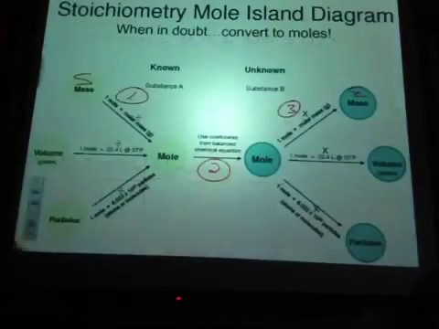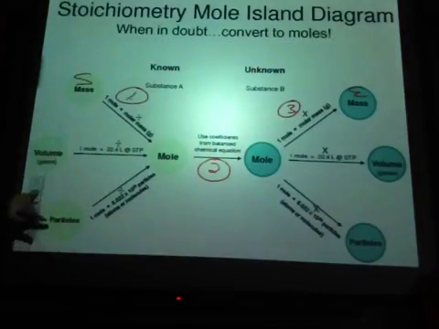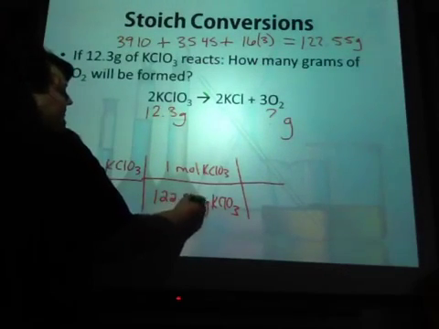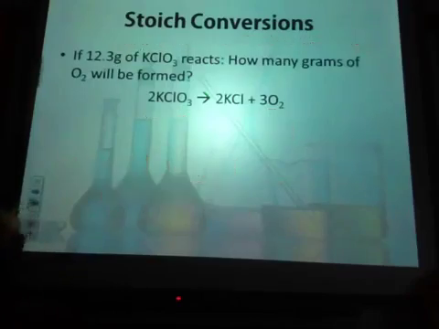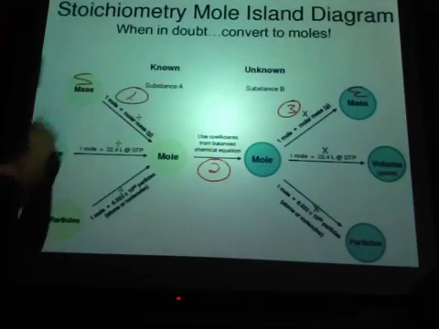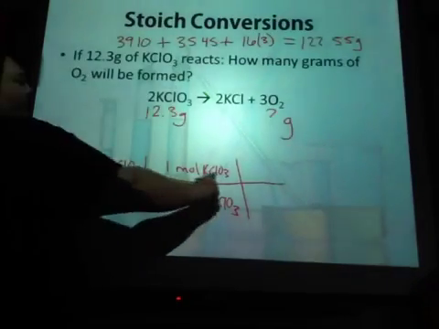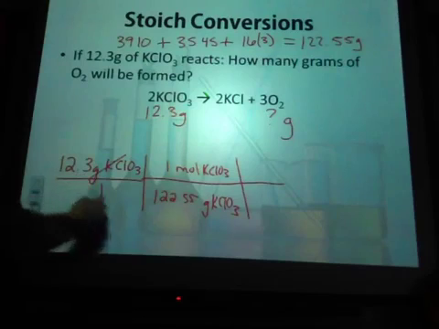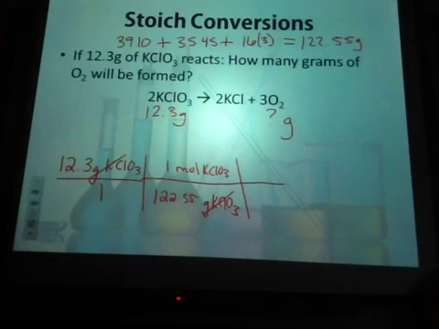Okay, so our chart said divide by our molar mass, so we're going to put that on the bottom. So 122.55. And it says opposite molar mass goes our 1 mole. So I put my 1 mole of KClO3 on top. So we've canceled the unit of grams. Alright, so step 1 done.